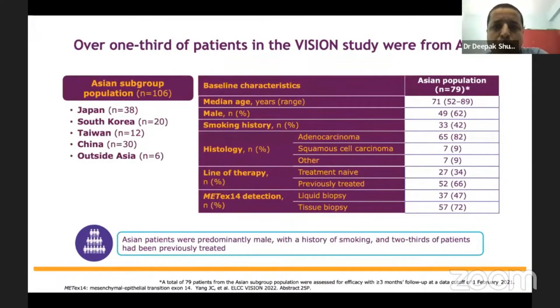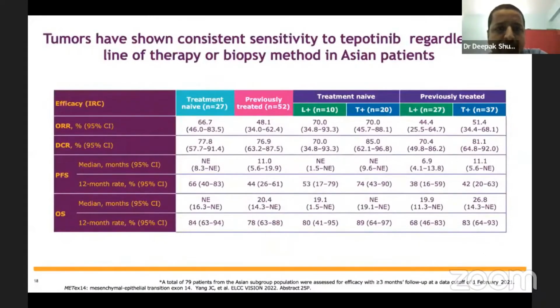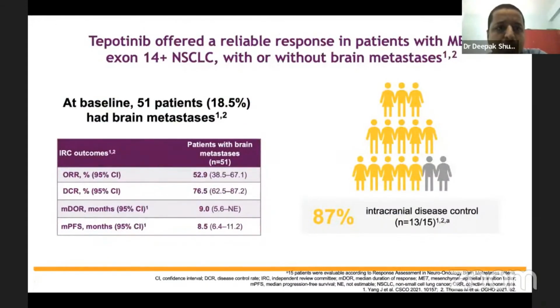If we look into the Asian subset, which was close to 1/3 of this study population, the patients in the Asian cohort were mostly males. Close to 42% had a smoking history, and nearly 2/3 were previously treated. And again, if we look into the PFS and OS data, the numbers are comparable to what we have seen previously in the overall population.